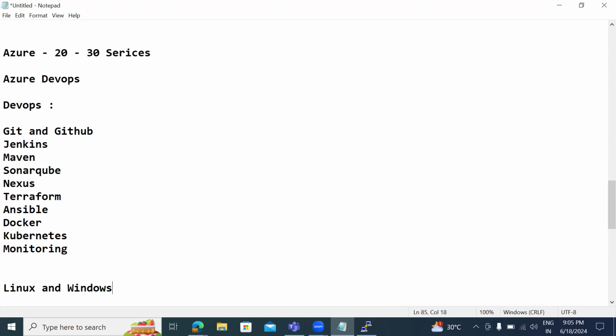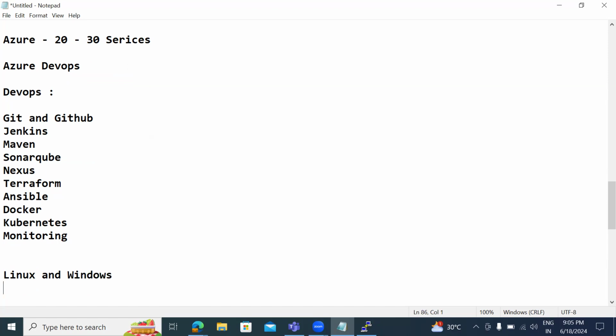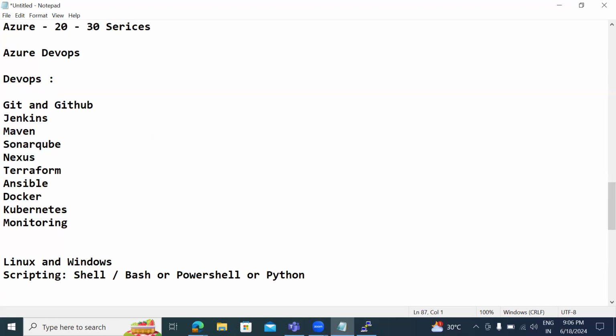So operating system wise, we need Linux and Windows. Mandatory is Linux. Even if we don't have Windows, we can manage, but Linux is mandatory. Then we need some scripting. That scripting may be shell or bash, PowerShell is also fine, or maybe Python. If I say no to any of this scripting, today we are not getting the jobs. So we should say, yes, I have knowledge of scripting also.